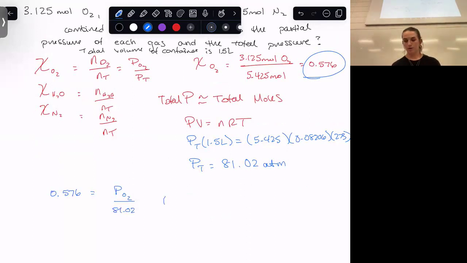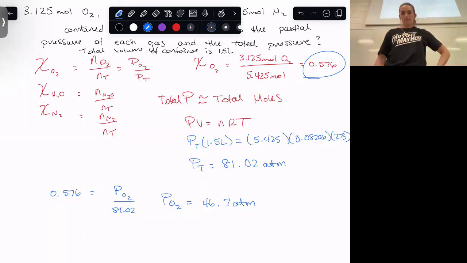So the pressure of oxygen is 46.7 ATM. We found that with our mole fraction. So in the top corner up at the top. Yep. We did that first. Yes.